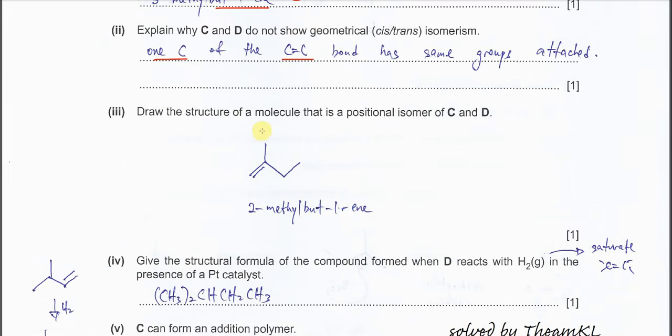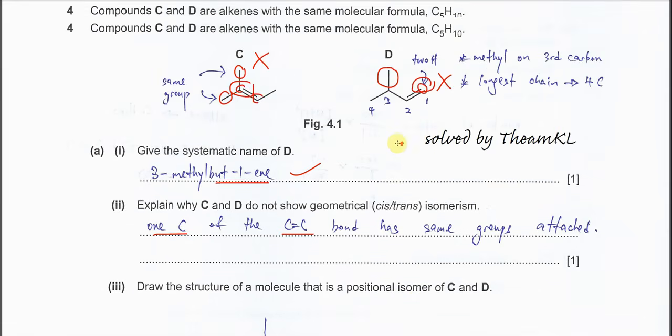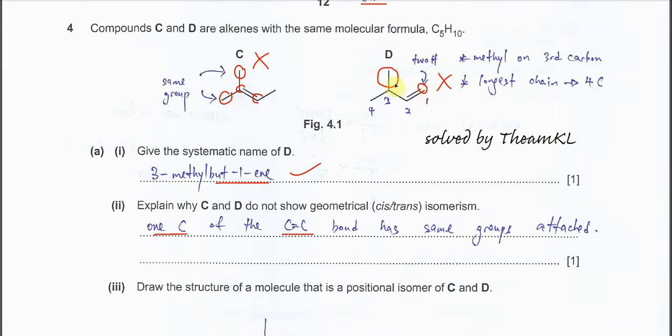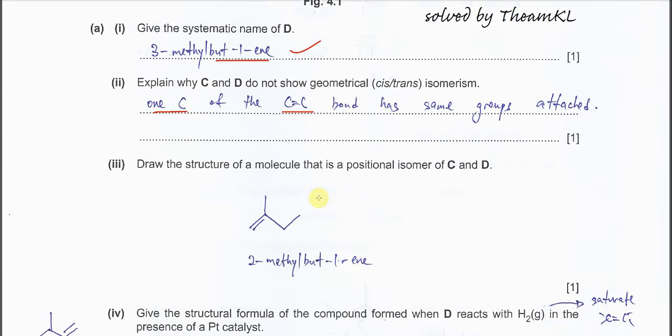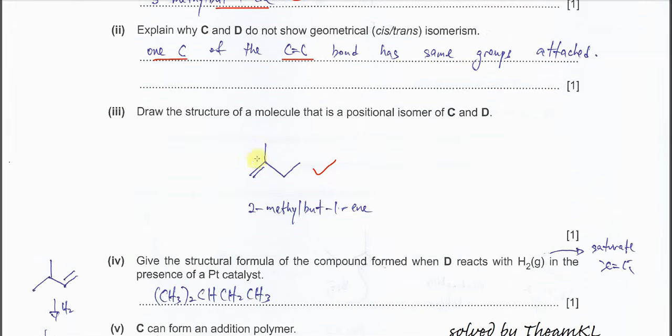Part 3. Draw the structure of a molecule that is a positional isomer of C and D. So this is quite easy. C has the double bond between these two carbons, and D has the double bond between these two carbons. So we need to make another positional isomer. So we put the double bond, let's say, between the third and fourth carbon. So we can get another positional isomer, just like this. So we put the double bond here.